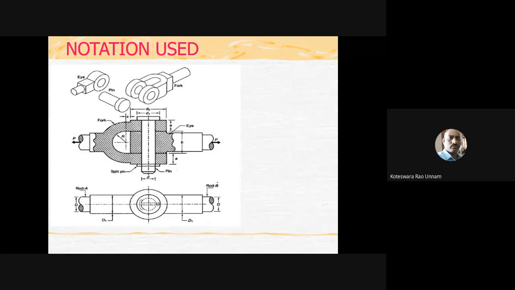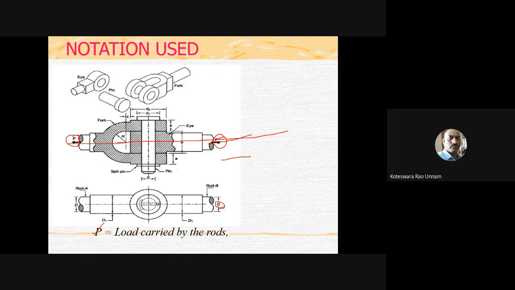The first dimension is D. You can see it here, D. What is this D? D is the diameter of the rod. Here again it is circular. Like in your jib and cotter joint, all the rods are circular in cross section. Before that, P is the applied load. You can see that here P is the load, and it is an axial load. Axial means the load is applied along the axis of the joint. This is the axis of the joint, load is applied only here.